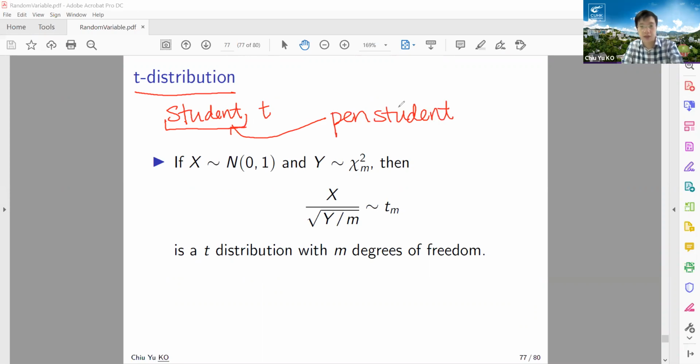Oh, it's pen name. Sorry, it's pen name. But anyway, I think this was invented in 1930 something. Okay, anyway, it doesn't really matter.